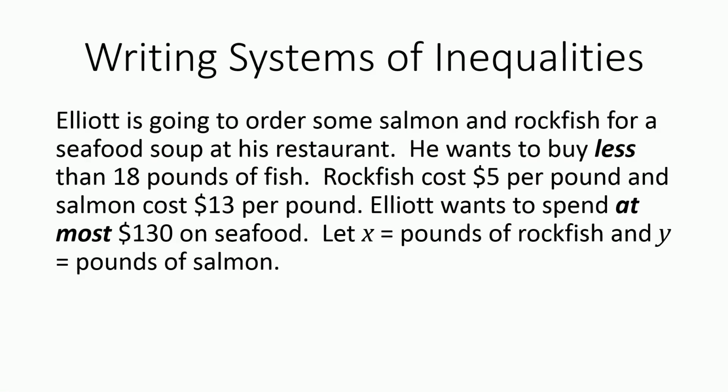So writing systems of inequalities are the same. It's just that sometimes they don't expressly tell you about each inequality. So the first thing I'm going to do is go through, and I'm always going to annotate my story to see what information I can get from it. So it says he's going to order some salmon and rockfish for a seafood soup at his restaurant. He wants to buy less, and it seems like an important word, right? Less than 18 pounds of fish.